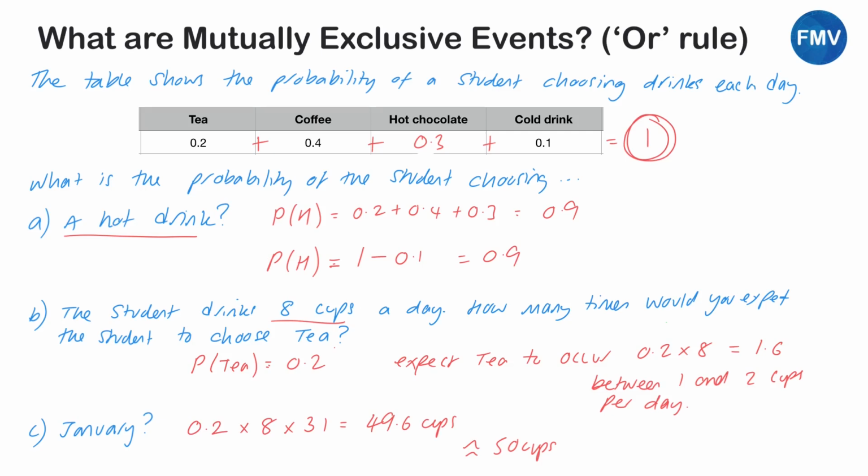And the next video is about independent events, also known as the AND rule. So it complements what you've just done.